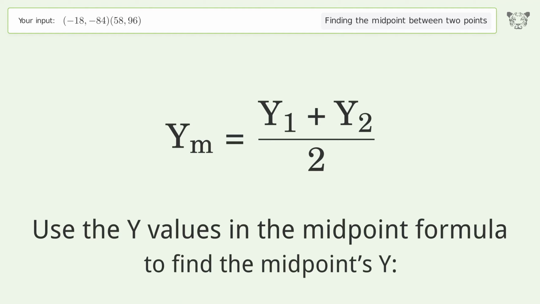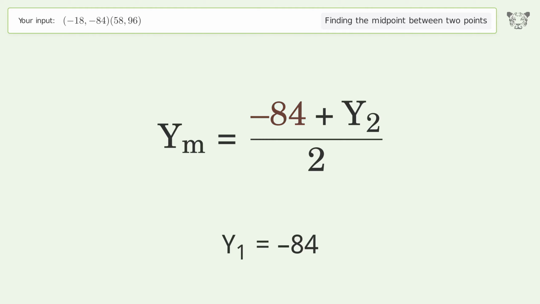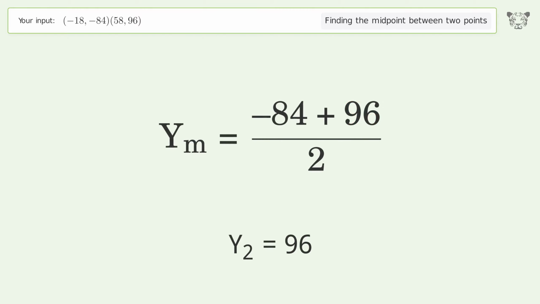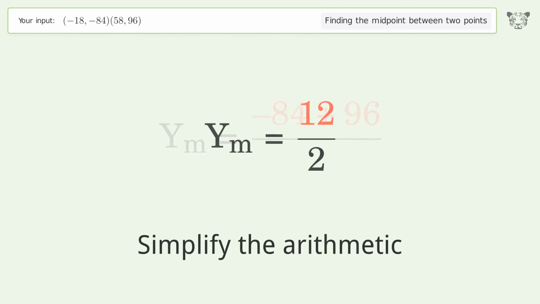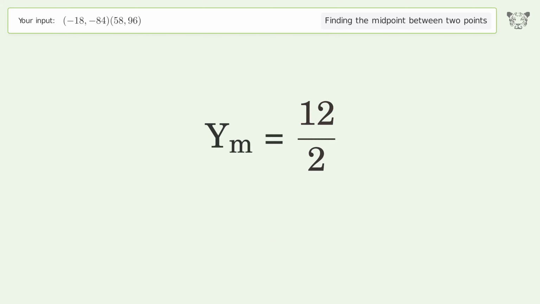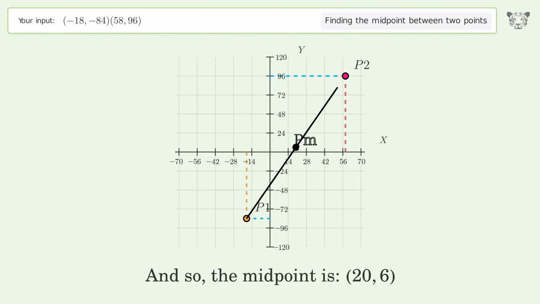Use the y values in the midpoint formula to find the midpoints y. y1 equals -84. y2 equals 96. Simplify the arithmetic. And so, the midpoint is 20,6.